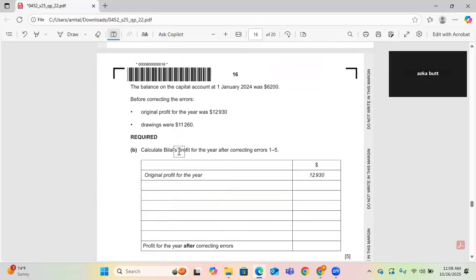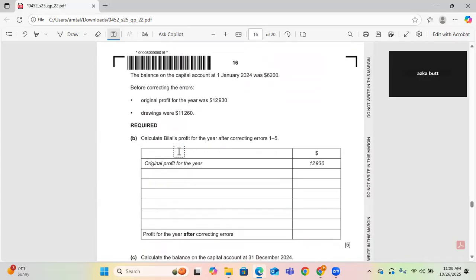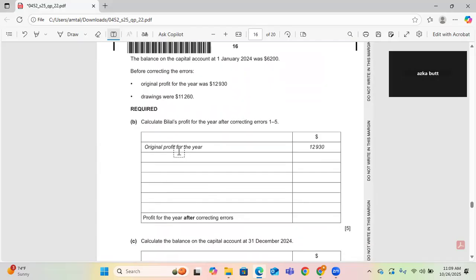Now let's see the next part, B. They are saying the balance on the capital account at 1st January 2024 was 6,200. Before correcting the errors, the original profit for the year was 12,930 and drawings were 11,260. So what we have to do, they are saying, is calculate Bilal's profit for the year after correcting errors 1 to 5. Okay, so let's see.